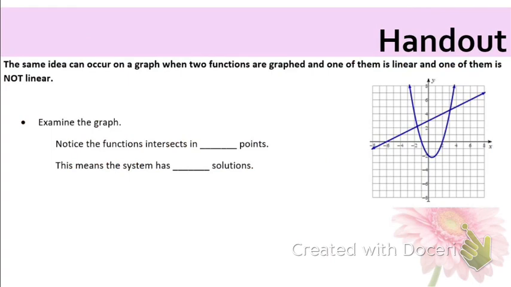Talk to me about this one right here. The functions intersect in how many points? 2 points. Right here and right here. So how many solutions does it have? 2 solutions. Those 2 solutions are about at what? If you had to ballpark the location of that ordered pair where they cross each other, you'd say it's about what?